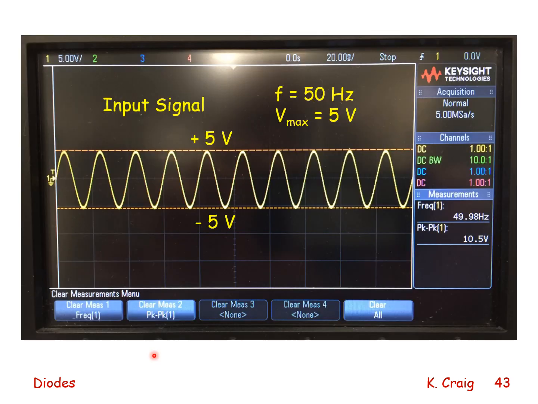On the oscilloscope, I show my input signal, 50 hertz, Vmax is 5 volts. The sine wave goes from plus 5 volts to minus 5 volts. We see the frequency here, 50 hertz, peak to peak, 10.5 volts.